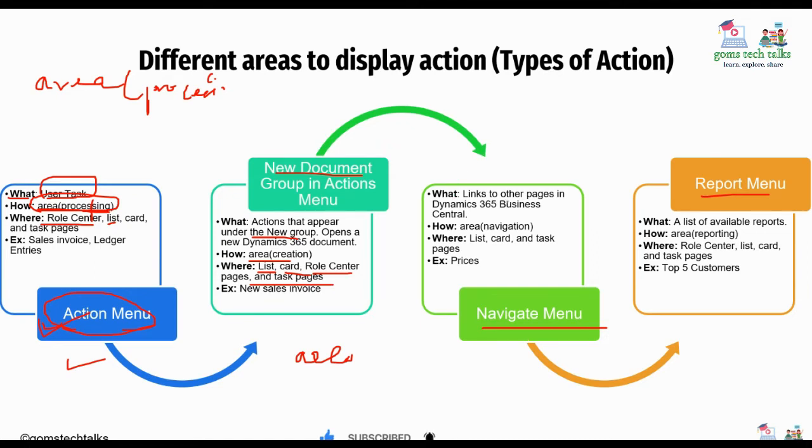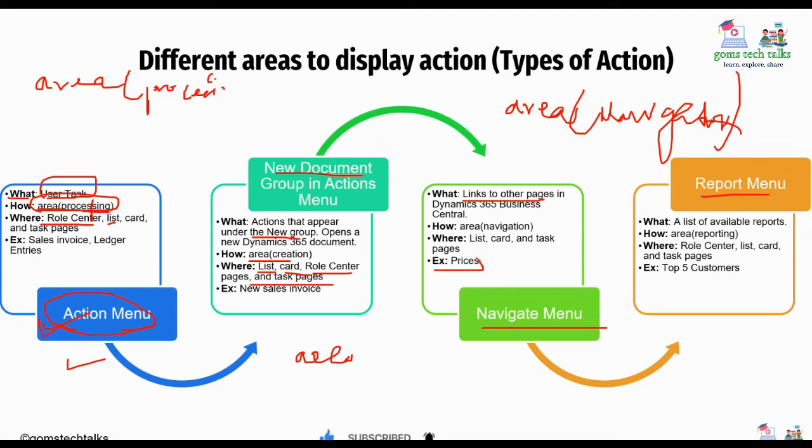Next one is the navigate menu. This links to other navigation. Usually navigation means taking you from one place to another, that is one page to another page. This navigation menu is used to provide additional information by taking the user to a specific page. If you want to add a page link in a navigation menu, you must use a navigation action area. You should not add this navigation action to a role center page. This navigation menu can be created under area navigation. We'll be discussing all about this, don't worry. Just understand the basics.